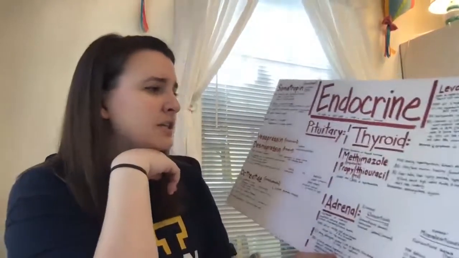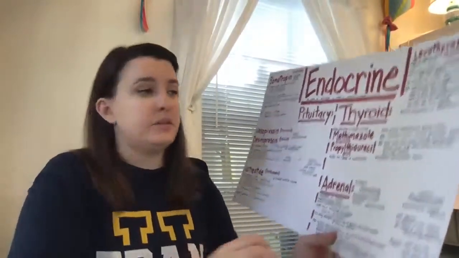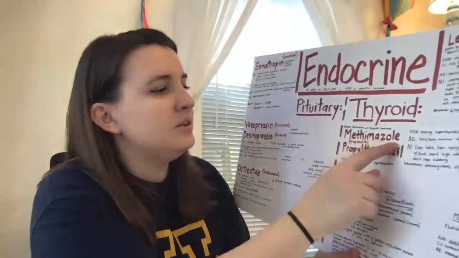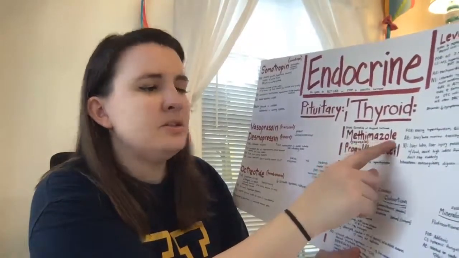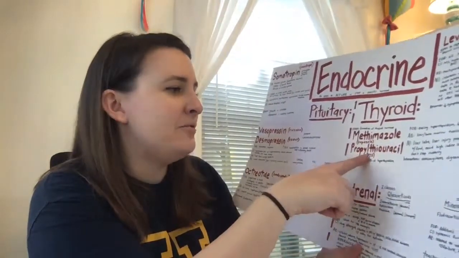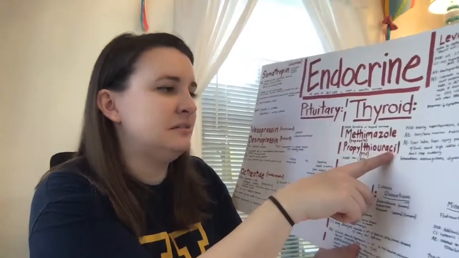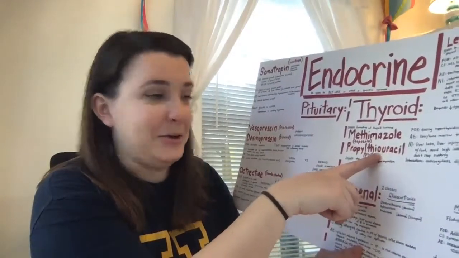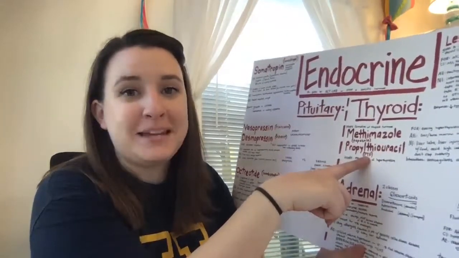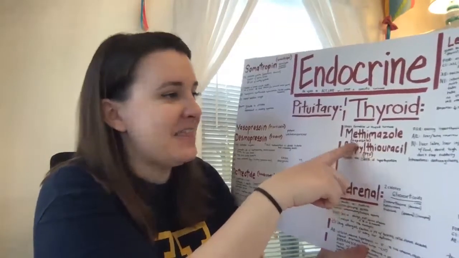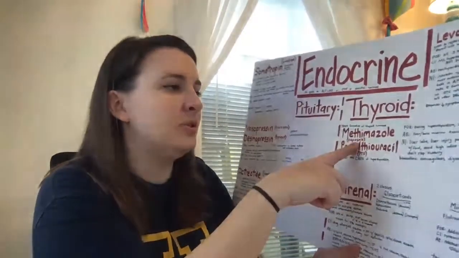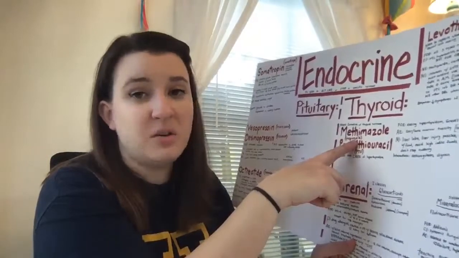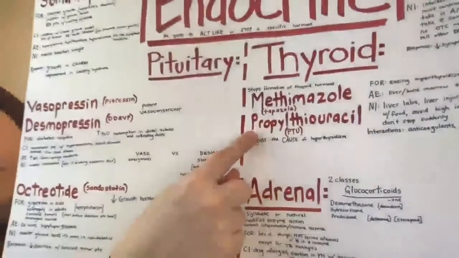So the next two drugs that we're going to talk about that deal with the thyroid are methimazole and propylthiouracil. I did not say that right, but it's short as PTU, which is pretty easy. And then methimazole is Tapazole. They both have zoles, Z-O-L-E, so that's pretty easy. That's how you spell them. I don't know how you say them.